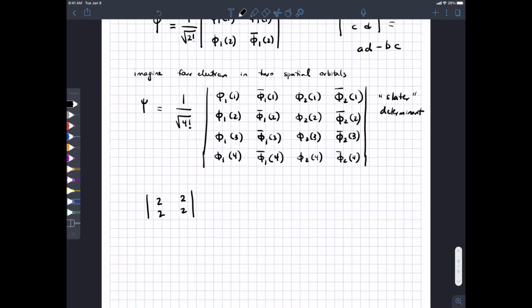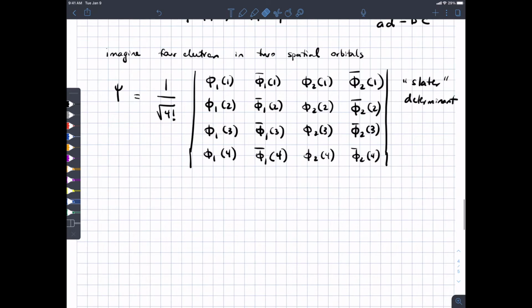The 2 columns are equal to each other. 2 times 2 minus 2 times 2 is equal to 0, right? That's true for any determinant of arbitrary size. So if, for example, column 2 were the same as column 1, that would basically be saying that 2 electrons occupy the same spatial orbital with the same spin, and then the wave function collapses. That is the more usual formulation of the Pauli principle.